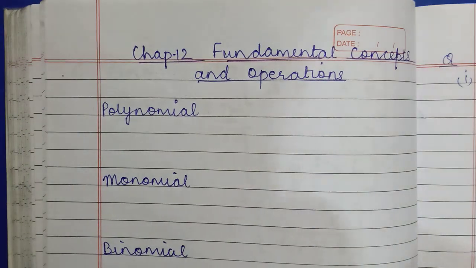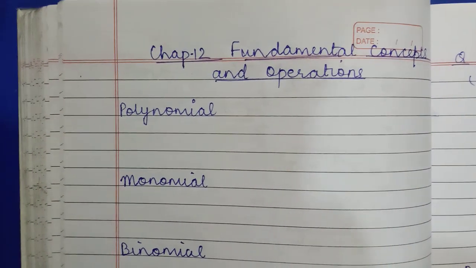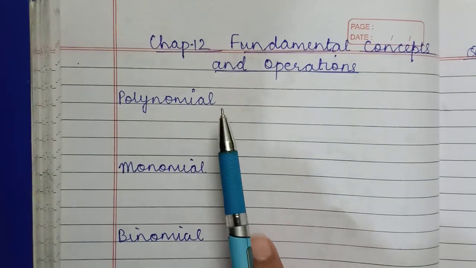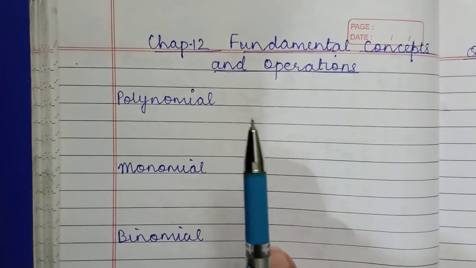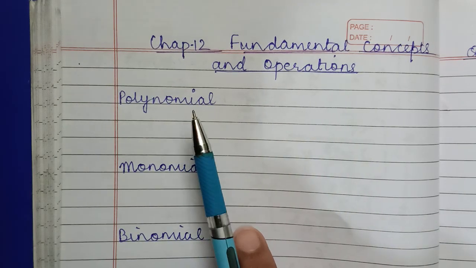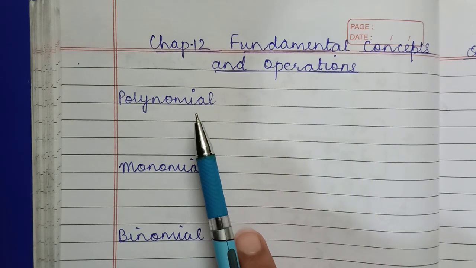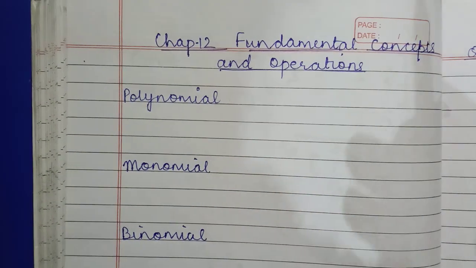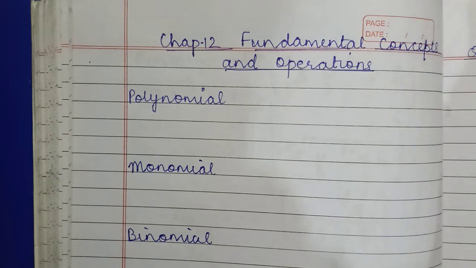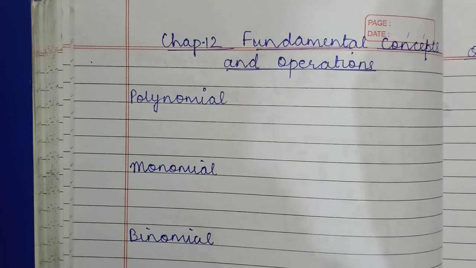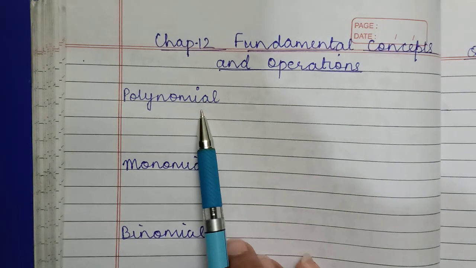Hello children, we are going to start the new chapter, chapter 12, Fundamental Concepts and Operation. In this chapter we will study first of all polynomial. What is polynomial? Any expression which has variables and coefficients which are separated with mathematical operation of addition, subtraction, multiplication with non-negative power of variable, that is called polynomial.